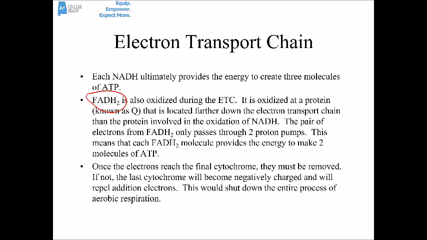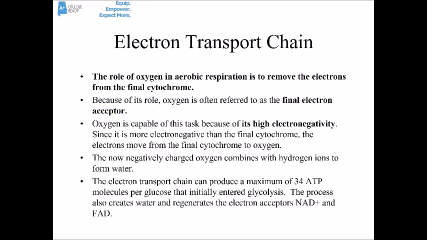So the process of removing them is important. And oxygen is the molecule that helps to remove those electrons from the final cytochrome. Remember, oxygen is really good at removing electrons from things because it's highly electronegative. Oxygen's role, the only role of oxygen in respiration, is to act as what we call the final electron acceptor. So the oxygen molecules will remove the electrons from the final cytochrome. They become negative, attached to some hydrogens to create water. So this is where the water made during cell respiration comes from.